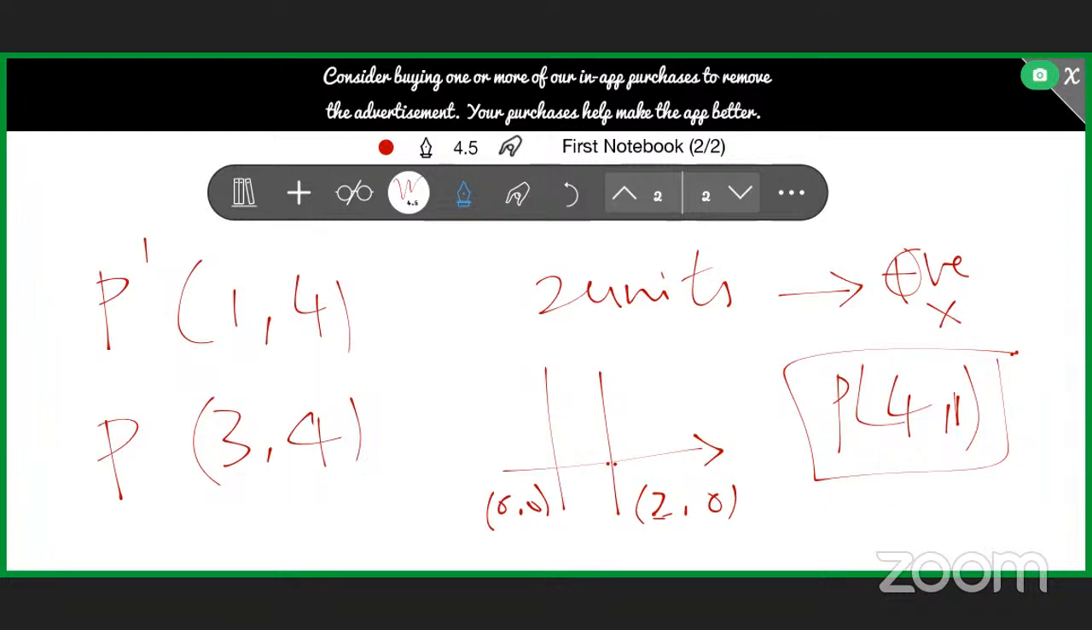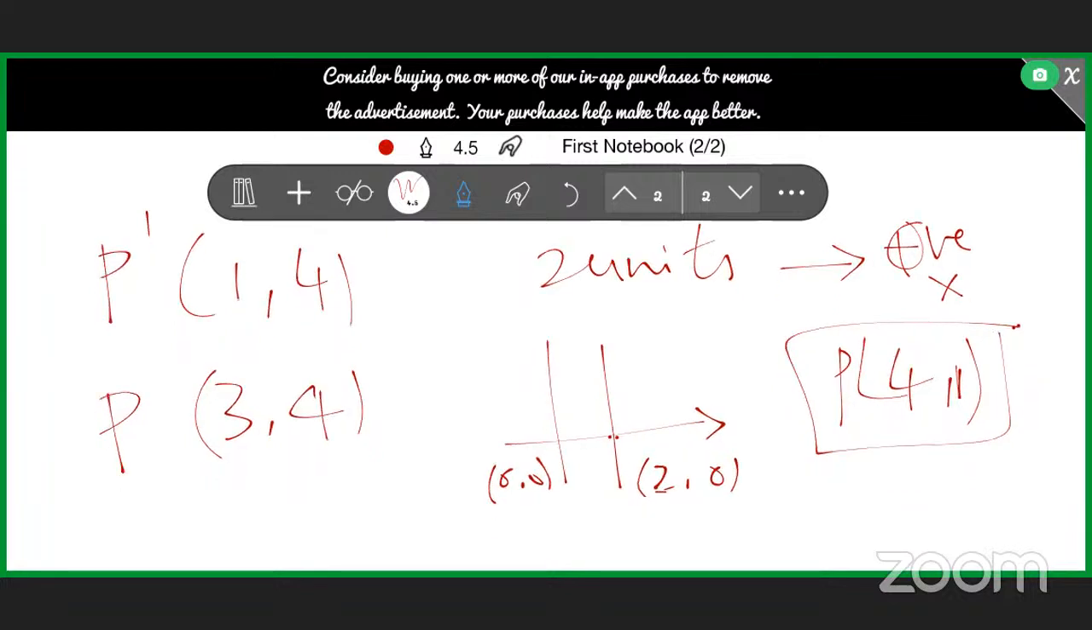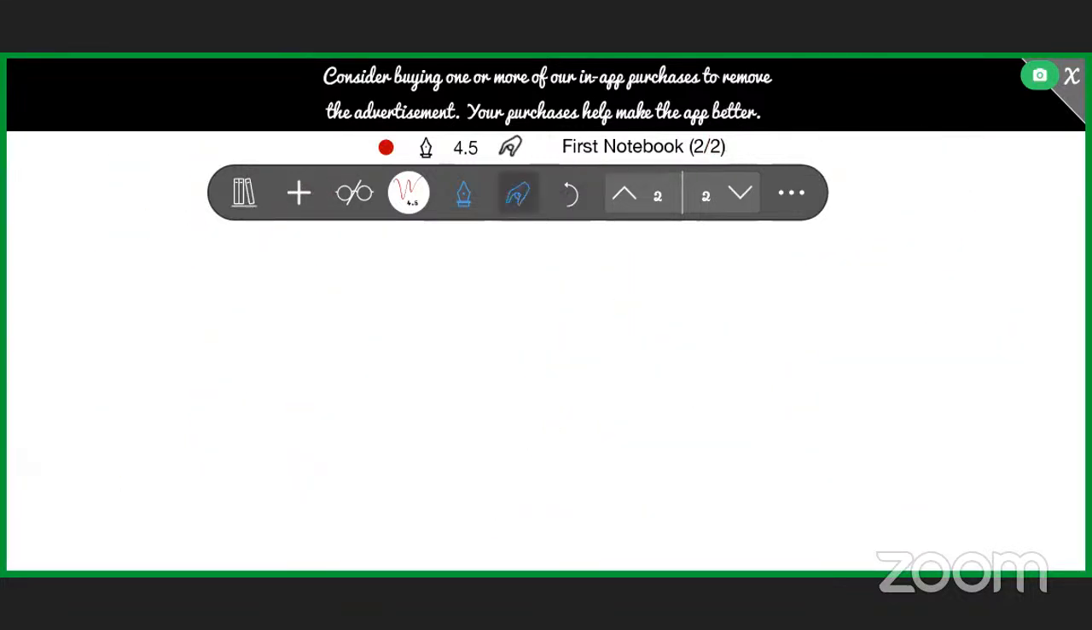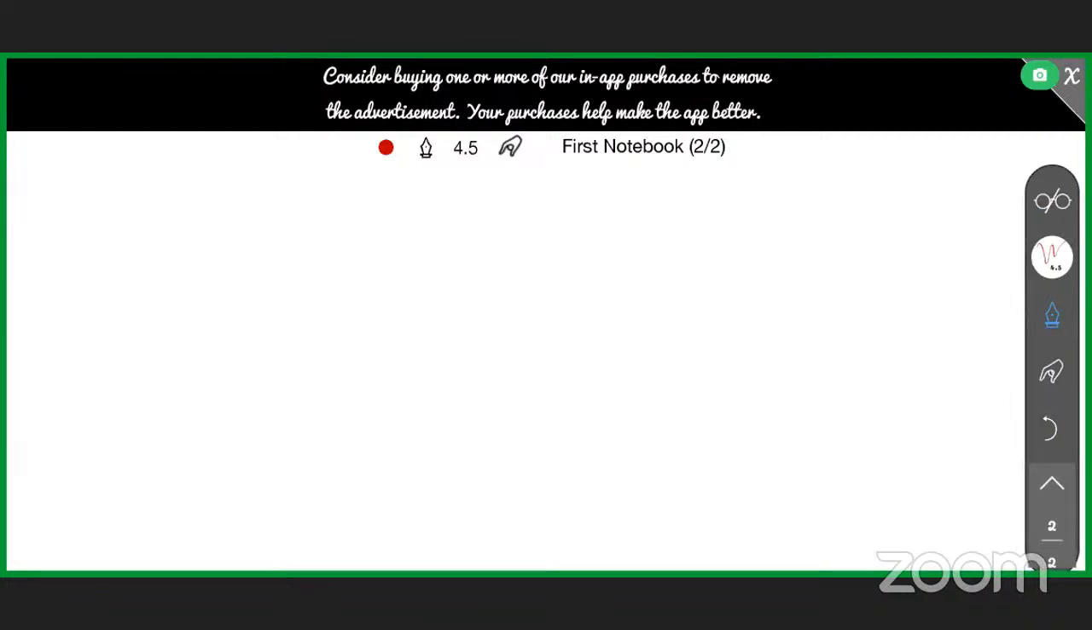Students, is it clear? If it is clear, just give a nod. Yes. Okay. Next question.